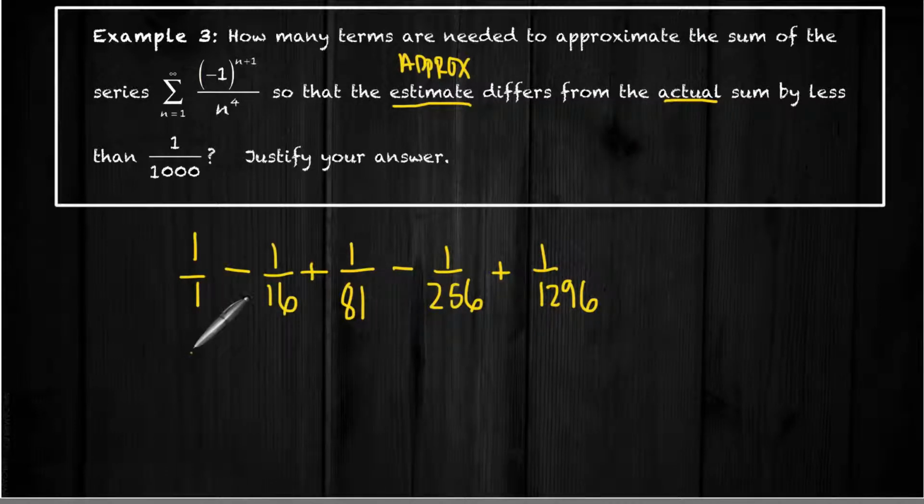So we have 1. And then, so maybe we'll do this in a different color. So the decimal equivalents are, this is 1. And then 1 over 16 is 0.0625. And then 1 over 81 is 0.0123. And then 1 over 256 is 0.0039.